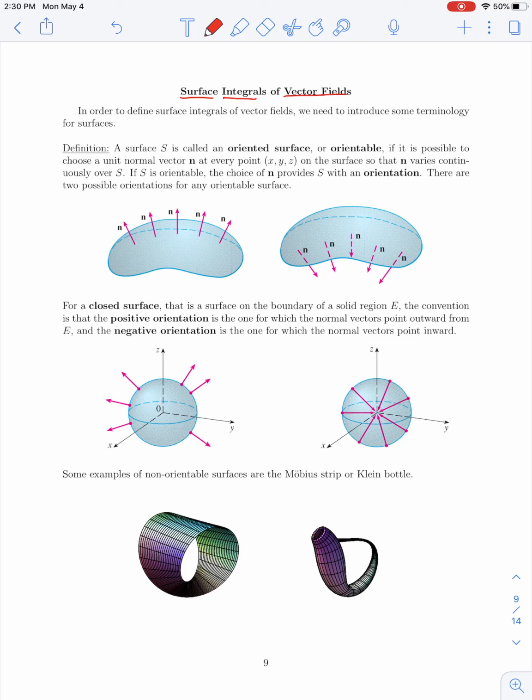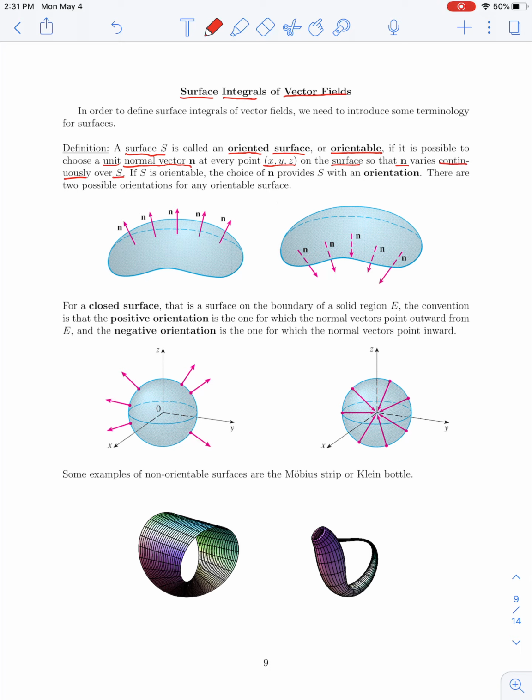three-dimensional surface. Now, before we can define a surface integral or come up with the formula for how to calculate it, we need a little terminology. So let's introduce some definitions to start with. So here we will say that a surface S is said to be an oriented surface, or sometimes called an orientable surface, if it is possible to choose a unit normal vector n at every point xyz on the surface such that n varies continuously over that surface.